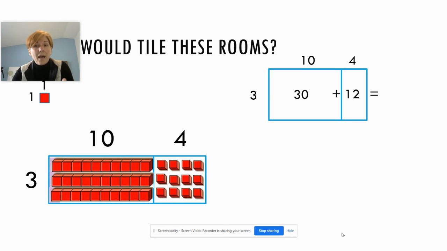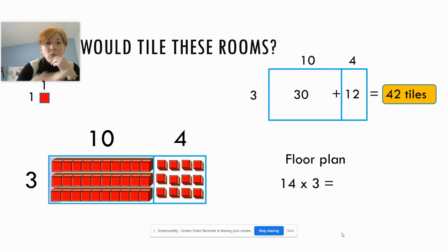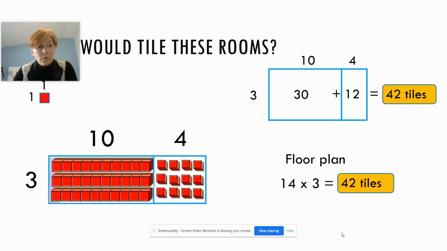So I could just add those up and figure out my total area and the total number of tiles that I used, and that would be 42. So once again, you're going to add your 30 plus your 10, which would make 40, and then 2 more. So in total, if you notice along the top of that rectangle, it's a distance of 10 plus 4, which is 14 by 3. So this is a 14 by 3 floor plan, and I know that the total is going to be 42 tiles. Okay.